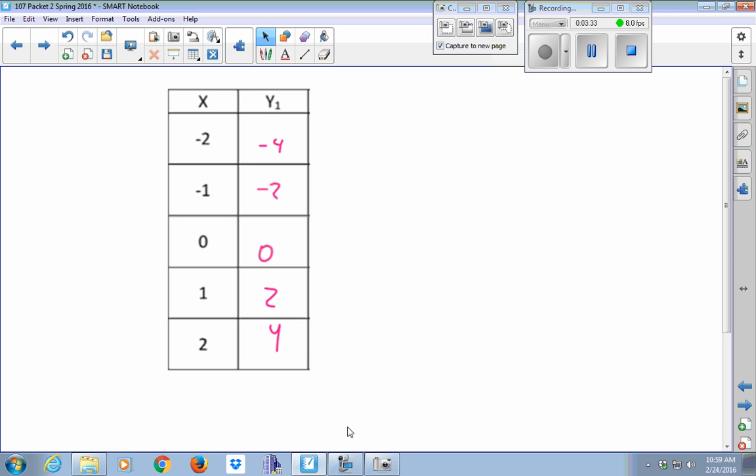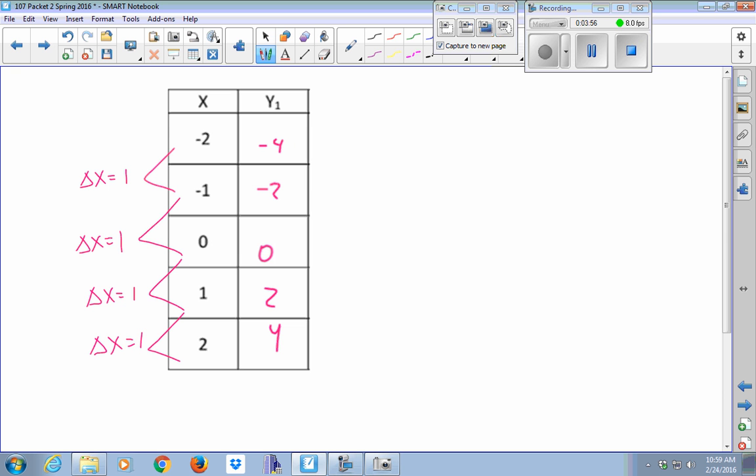So since this table is set up for the change in x to be increasing by 1, from -2 to -1 is an increase of 1, from -1 to 0 is an increase of 1, 0 to 1. So these have equal differences in my x value. They're all 1. And then if you notice here, my y is increasing by 2. So this is what we call first differences are constant.